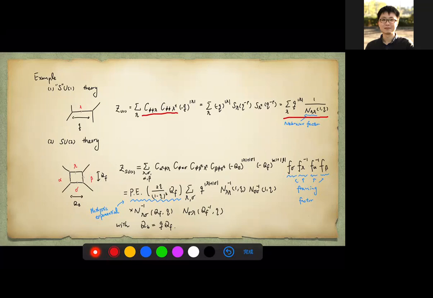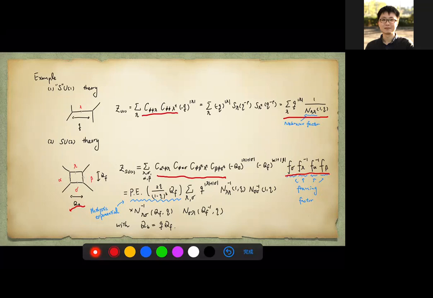Also, if we consider the SU2 theory, the diagram looks like this. Now, because we have four vertices, we use 4 topological vertices and also some framing factor.